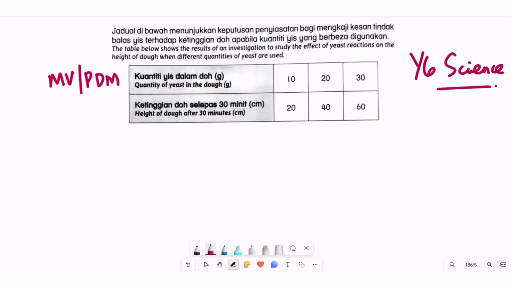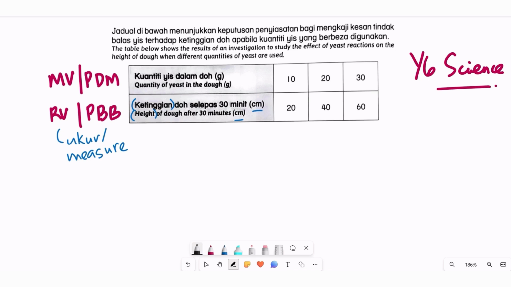And then this is the responding variable, pemboleh ubah yang bergerak balas, PBB. Responding variable is always what you are measuring, what we measure, observe, count. So height, ketinggian, is something we measure, right? We measure in cm. So this is a responding variable.